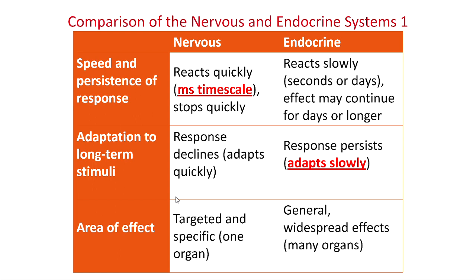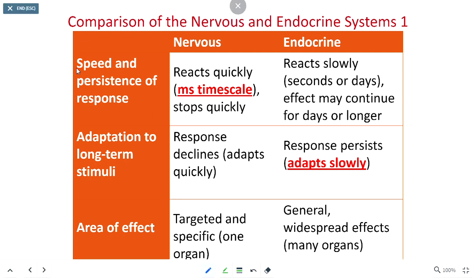As we're looking at nervous versus endocrine systems, let's talk about time of response and persistence of response. So when we look at the nervous system, I want you to think of fast response. Milliseconds is the kind of time scale we're looking at here. When we think of the endocrine system, I want you to think of a slow response, seconds or days, in terms of how long that response lasts.